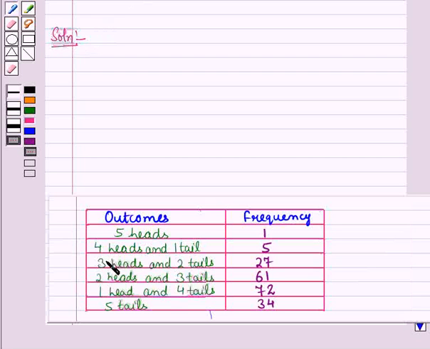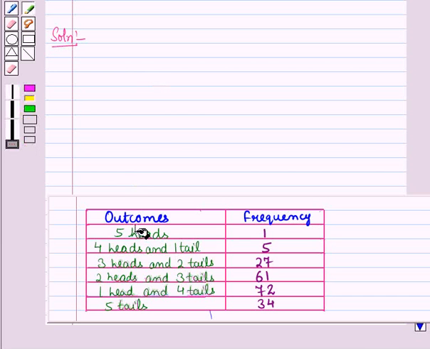Now, we are given a simulation of tossing a coin 5 times in 200 trials. We are given the table showing various frequencies of all the possible outcomes. 5 heads appear 1 time only. 4 heads and 1 tail appear 5 times. Then, 3 heads and 2 tails appear 27 times. 2 heads and 3 tails appear 61 times. 1 head and 4 tails appear 72 times and 5 tails appear 34 times.